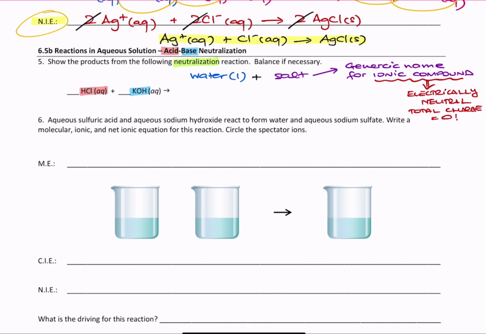So let's do it. HCl aqueous is the combination between the H plus ion and the Cl minus ion. KOH aqueous is the combination of the potassium ion and the hydroxide polyatomic ion. Water is formed from the combination of H plus and OH minus. When H plus combines in a double displacement with OH minus, we form H2O liquid.